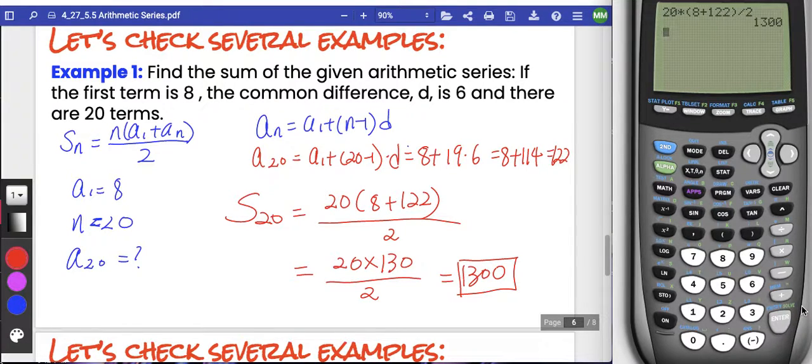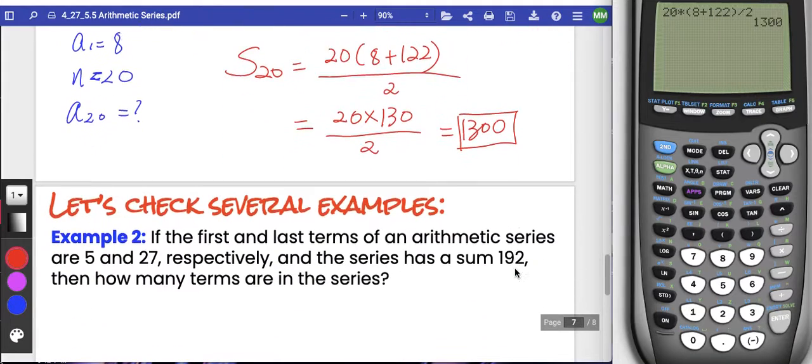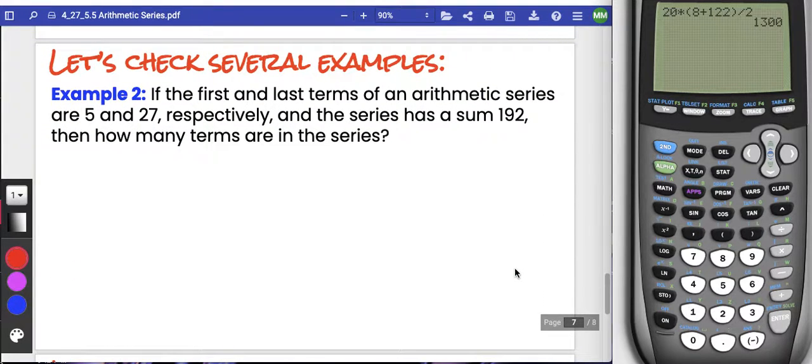Okay, so that's the first example. Now let's check the second. If the first term and last term of an arithmetic sequence are 5 and 27 respectively, and the series has a sum of 192, then how many terms are there in the series?